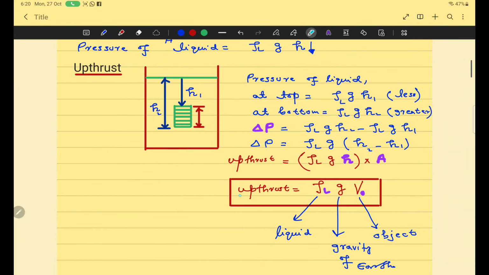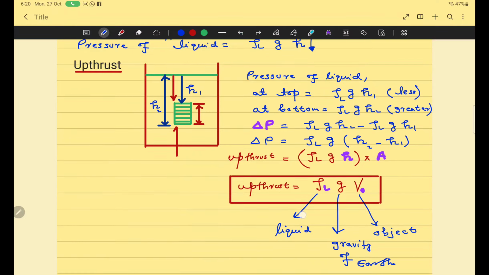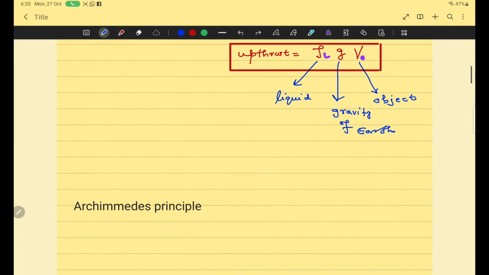You should only know the upthrust formula. The origin of upthrust is that when an object is immersed in a liquid, the pressure on the top surface is always less and the pressure at the bottom surface is always high. So there is a pressure difference, and this pressure difference causes a force called upthrust, which always acts in the upward direction. The equation of upthrust is density of liquid times g times the volume of the object which is immersed in the liquid.